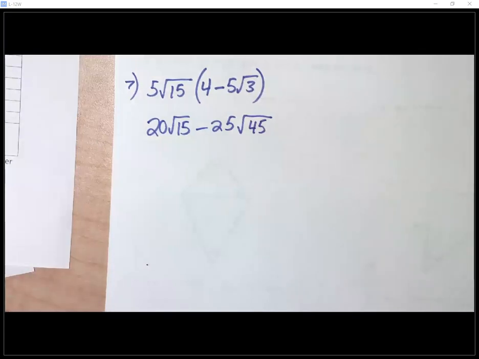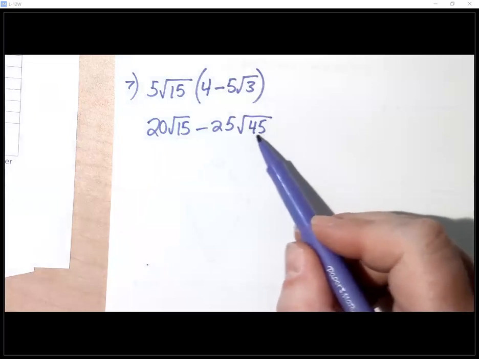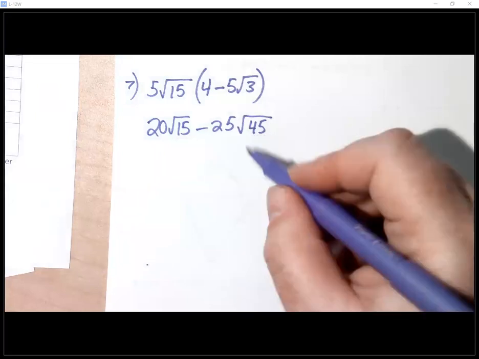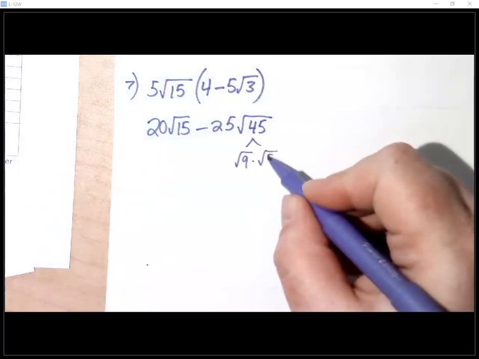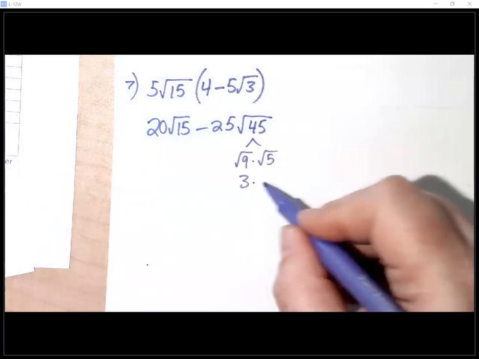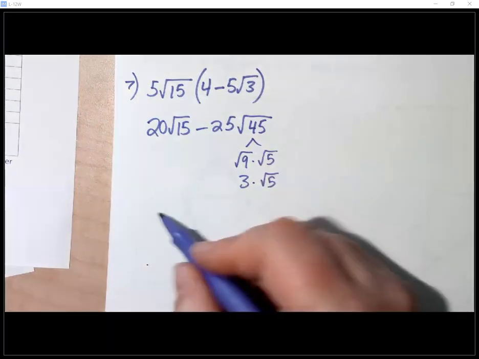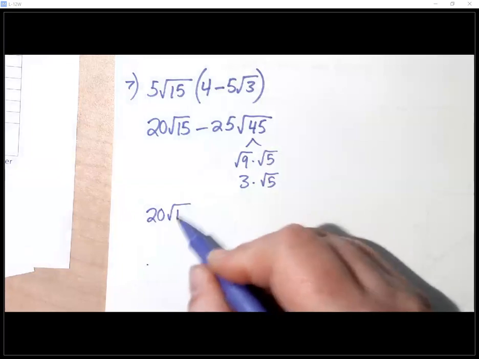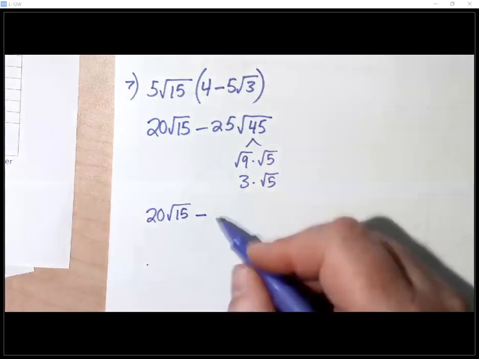You might be done, but you're probably not going to be. And I'm not in this case. How do I know? Because the square root of 45 can be simplified, can't it? That can be split up into the square root of 9 and the square root of 5. So that's really 3 root 5. So what I actually have is 20 root 15 minus 25 times 3 is going to get me 75 root 5.